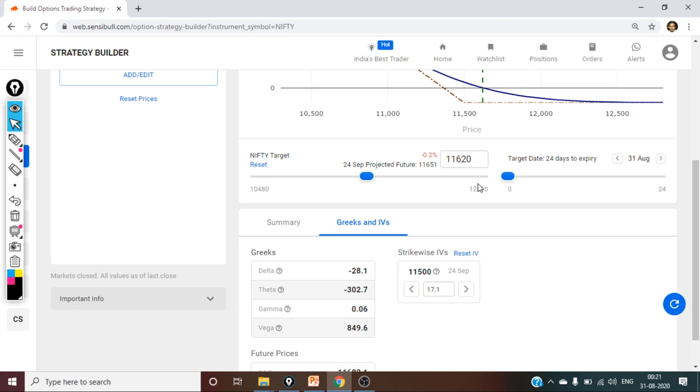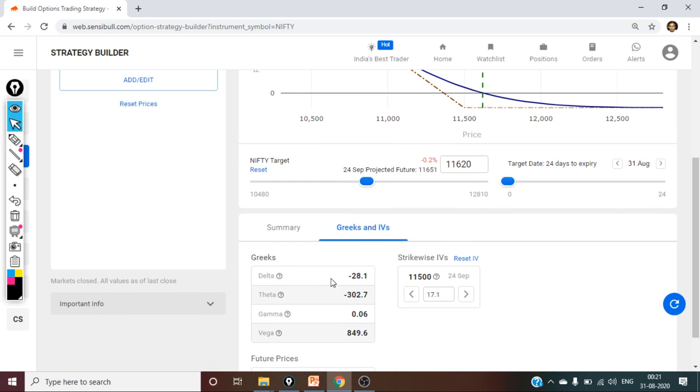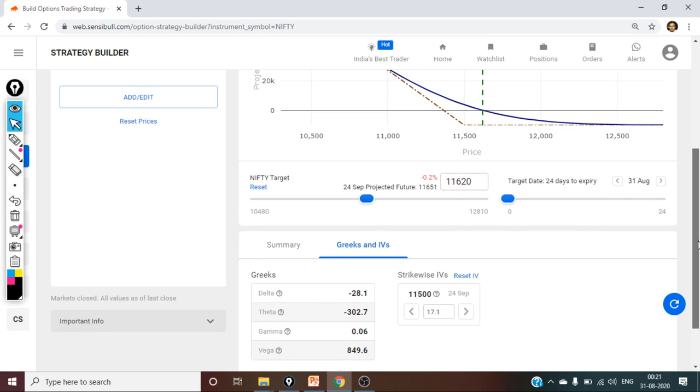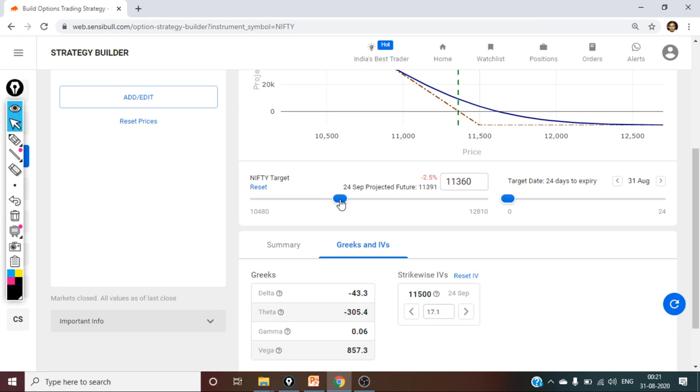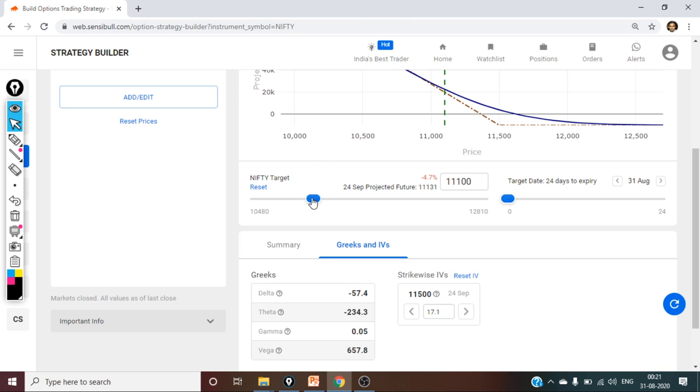Let's see the impact of implied volatility. Before that, you can see the delta is negative. Delta is 28 rupees. That means if the Nifty falls 1 rupee, your position will make 28 rupees. You can see as the stock is falling, the Nifty is falling, your delta is increasing.